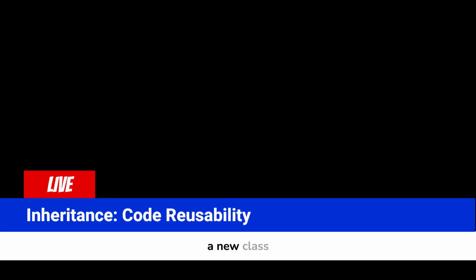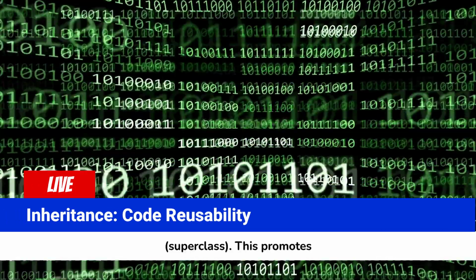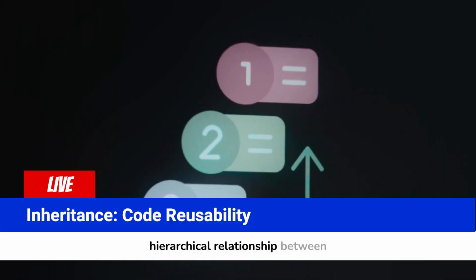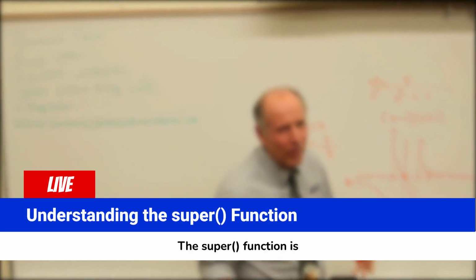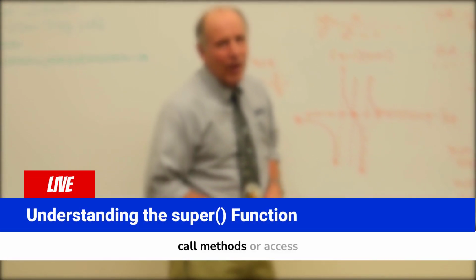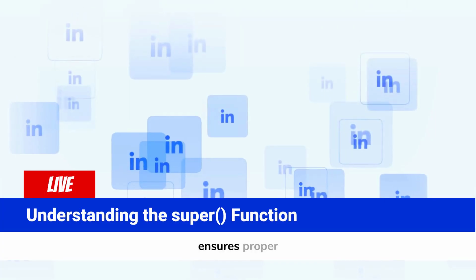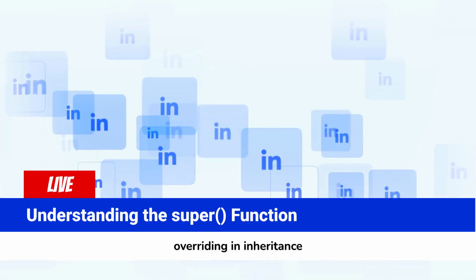Inheritance allows a new class, subclass, to acquire properties and behaviors from an existing class, superclass. This promotes code reuse and establishes a hierarchical relationship between classes. The super function is used in subclasses to call methods or access attributes of their parent class. It ensures proper initialization and method overriding in inheritance hierarchies.